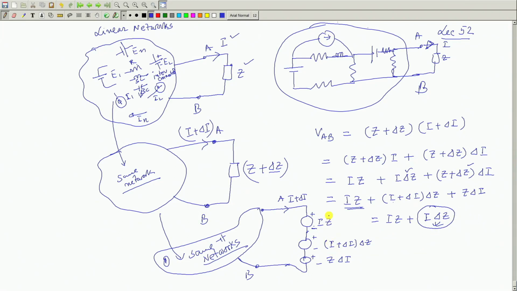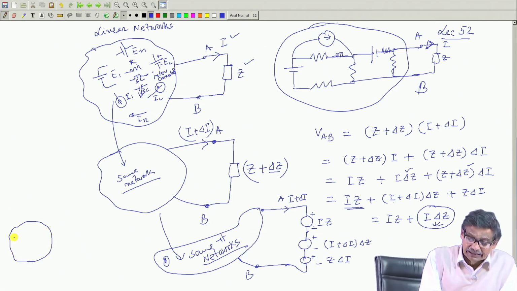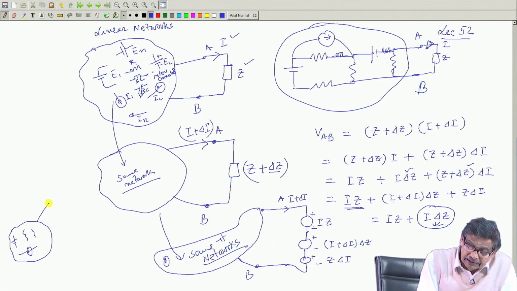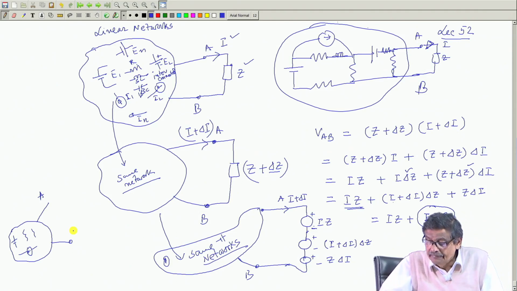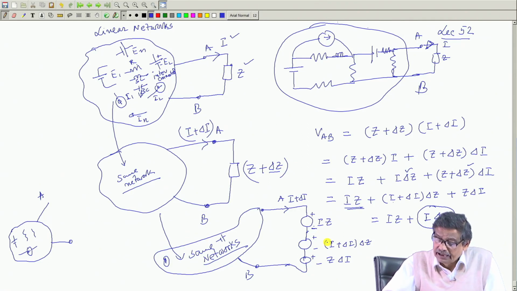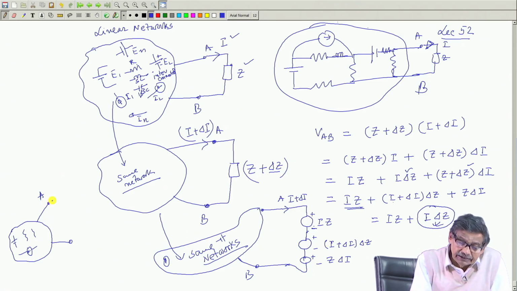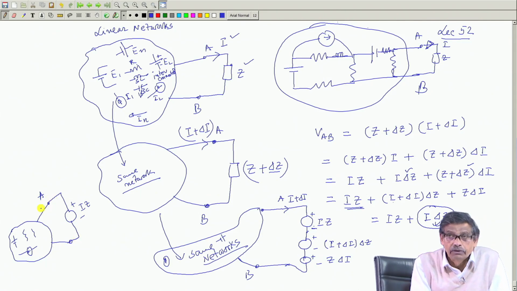So, let me redraw here so that you do not miss the point. What I am planning to do is, inside the network, let all the sources be present, do not disturb that. These are impedances and sources. This is A, this is B. Here these three sources are present, of which I will consider only Iz present. Whatever the current is, I will note it down.